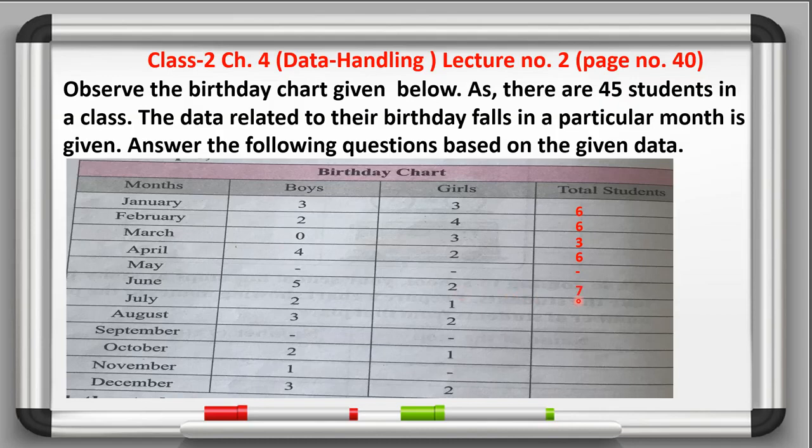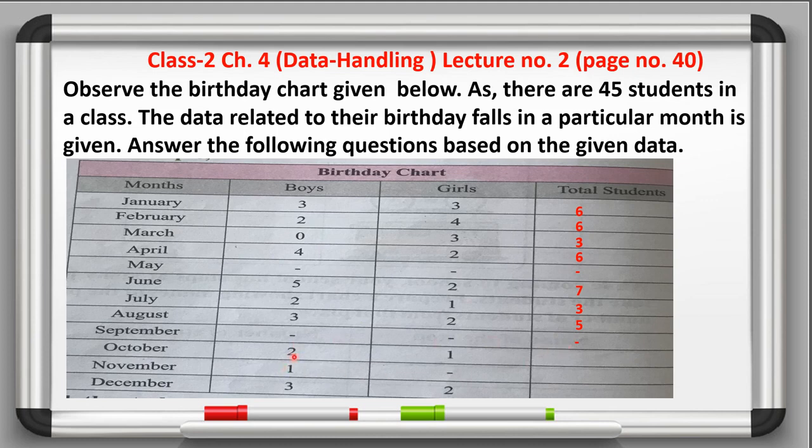Now in June month, 5 boys and 2 girls, so 5 plus 2 is 7, so here we will write 7. Now in July month, 2 plus 1, that is equal to 3. Now in August month, 3 plus 2, that is equal to 5. In September month, no boy, no girl, means किसी का भी birthday नहीं आता है बेटा in September month में, okay? So here we will put dash.